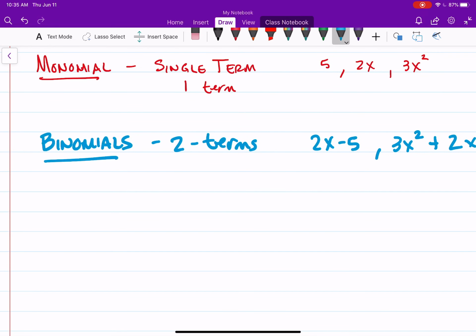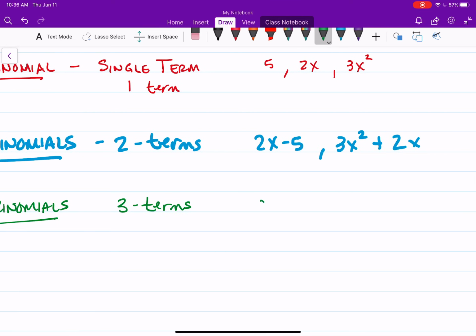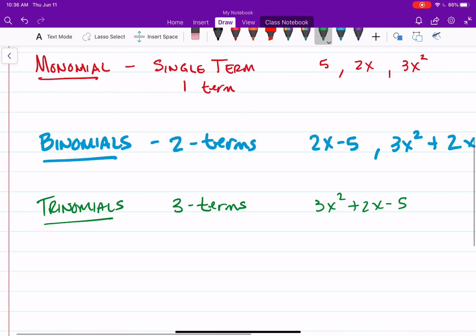Okay, let's do another one. Let's say we talk about trinomials. So if you notice so far, mono means 1, bi means 2, and trinomial would mean 3 terms. Okay, so like a 3x squared plus 2x minus 5 will be 3 terms. So again, terms are separated by addition subtraction signs. So if you need to figure out how many terms there are, that's what you would do. Now, what if there's more than 1, 2, or 3 terms?